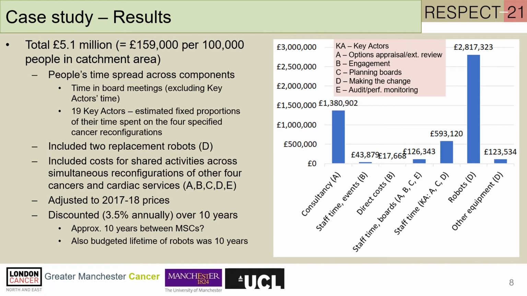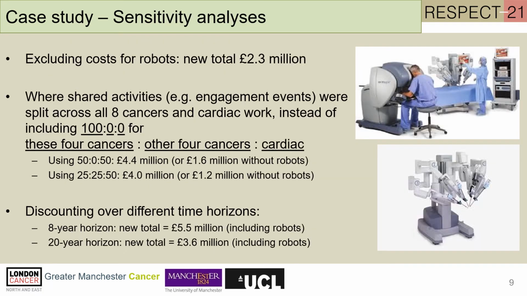You could argue that the costs for these shared events and activities would be the same, regardless of how many services were discussed, because of fixed setup and planning costs involved with events and meetings. Or you could argue that fewer healthcare staff would be involved if we're looking at fewer pathways. Both of these viewpoints are valid, so we've varied these things in sensitivity analysis. So to look at the results of the sensitivity analyses that I've just mentioned, if we excluded the costs for robots, then the total is reduced by over half.